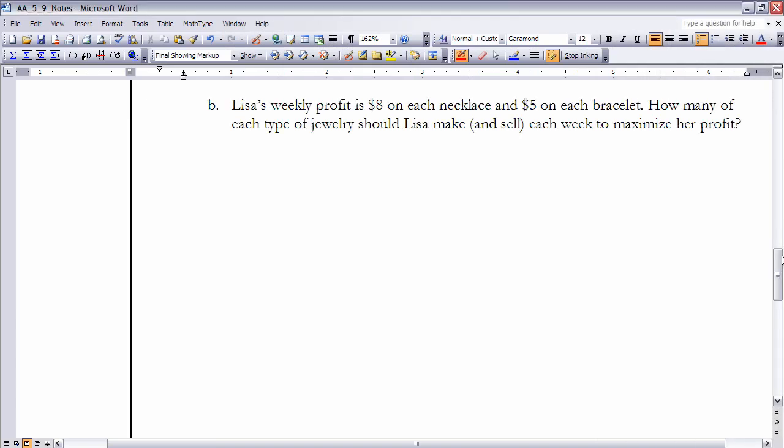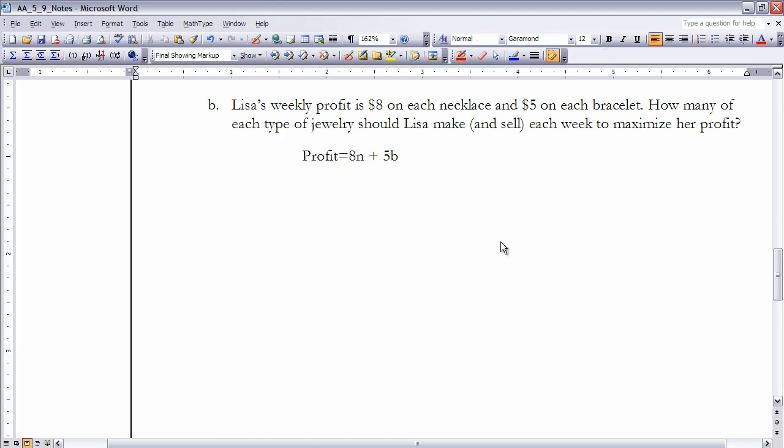Okay, part A took us through the first 3 steps of linear programming problems, and part B will take us through the last 3. It says Lisa's weekly profit is $8 on each necklace and $5 on each bracelet. How many of each type of jewelry should Lisa make and sell each week to maximize her profit? Okay, so what we want to do is start by writing a profit equation based on that information.